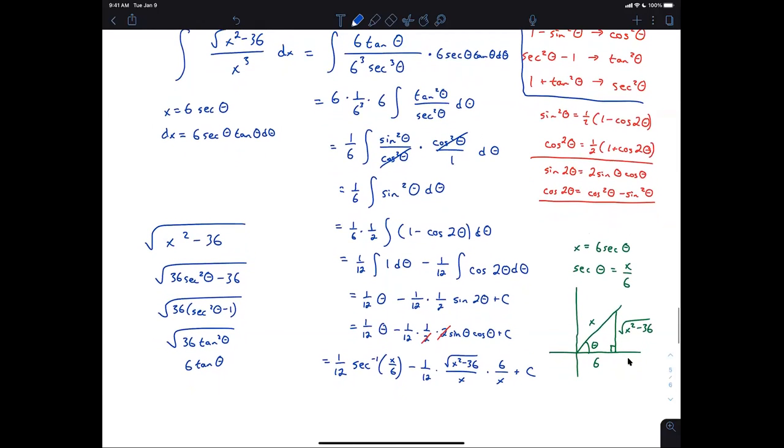And then you can simplify this, but not a whole lot. So the 12 cancels with the 6, and you get a 2. That's a 1 on top. And so you get 1/12 inverse secant of x over 6 minus the square root of x squared minus 36 over 2x squared plus c, and that's the answer.